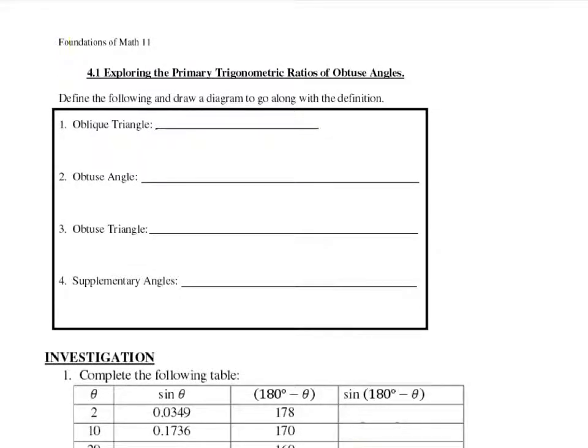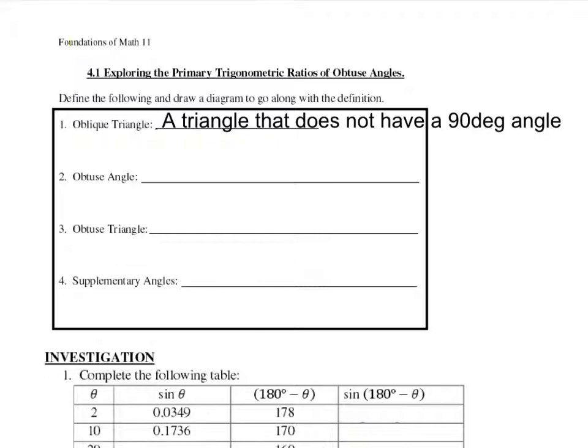Alright, so before we get into investigating chapter 4, we're going to start off with some terminology that you need to be familiar with in chapter 4, Foundations of Math 11. So what is an oblique triangle? Well, an oblique triangle is a triangle that does not have a 90-degree angle.